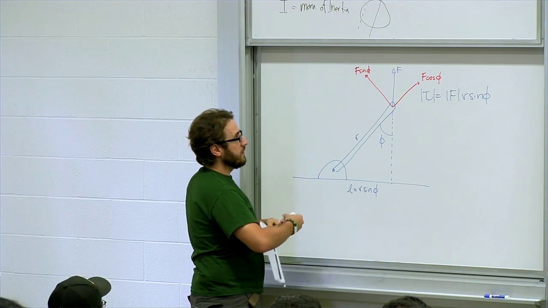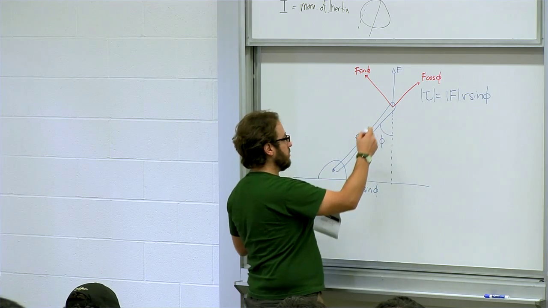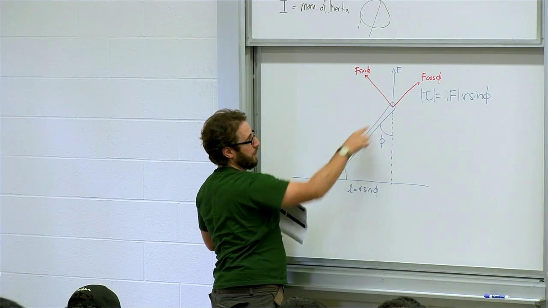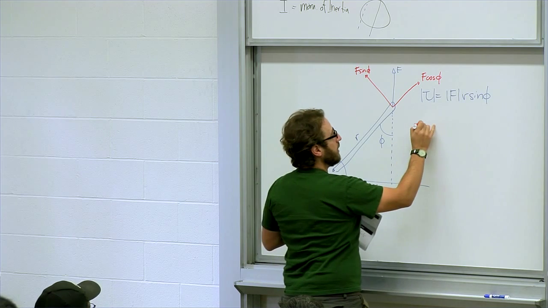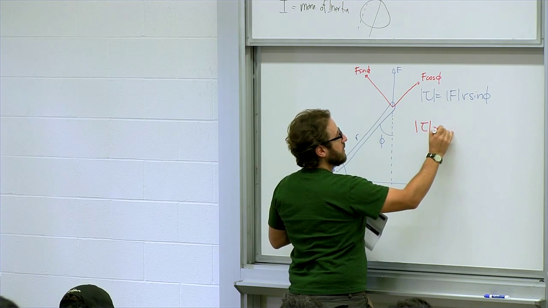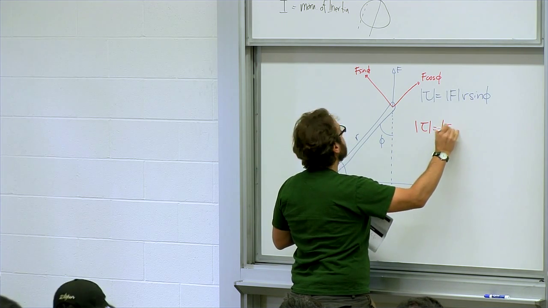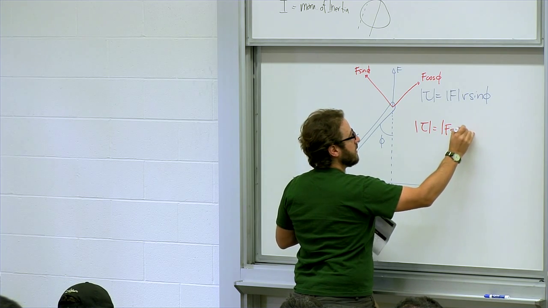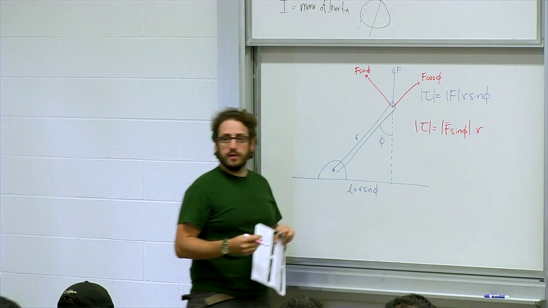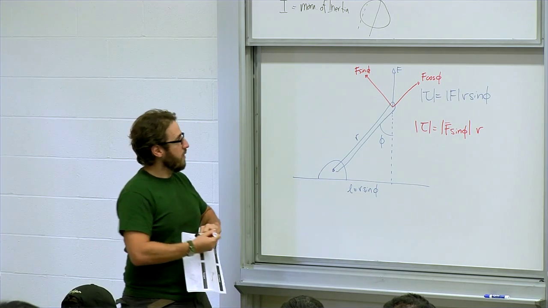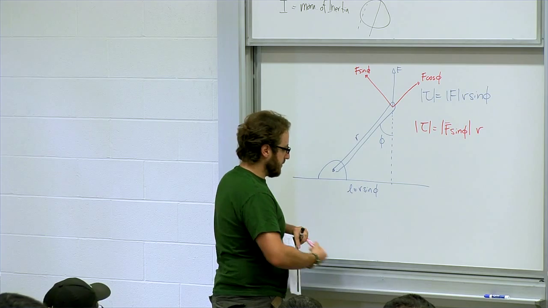So I can say that torque, so now these two things are perpendicular. The force is perpendicular to the lever arm, so I can use the complete lever arm here. I can say the magnitude of the torque is equal to F sine phi times r. Same answer, right? Nice to live in a universe where math works.